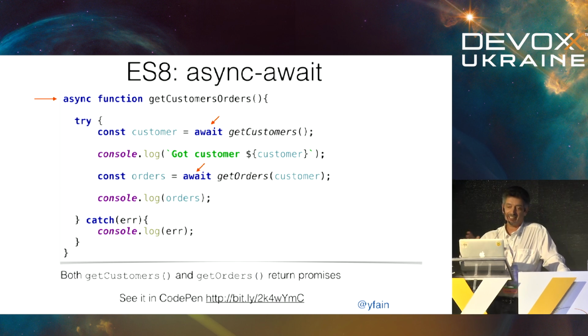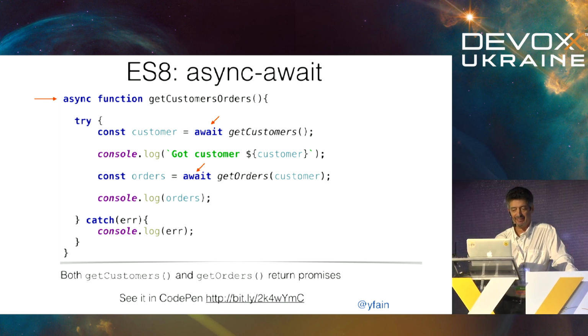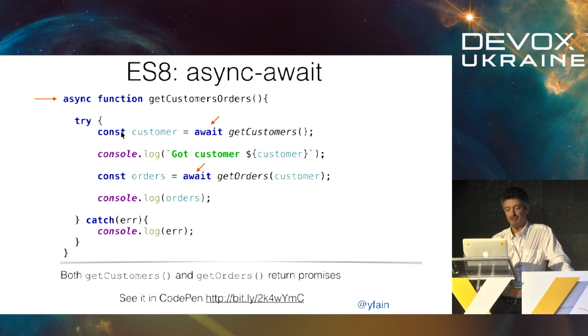I have the function again. I keep working with the same example, get customers and orders. I have a function getCustomersOrders, and I marked it as async. Then I have a try catch block. First, I want to get customers. I want to invoke getCustomers, but it is asynchronous, and I want to wait until it's done. In my examples, it would be 1 second, right? So in 1 second, I get back a return over here, and the execution continues.